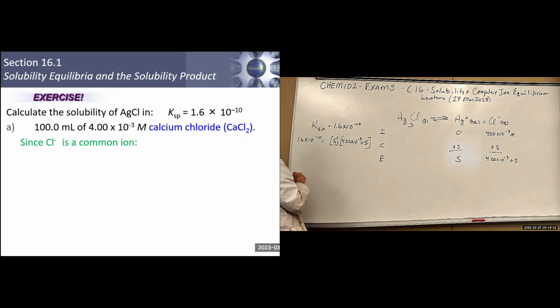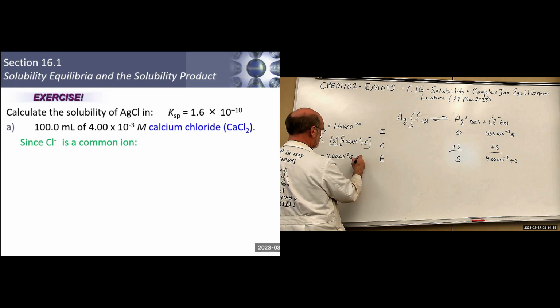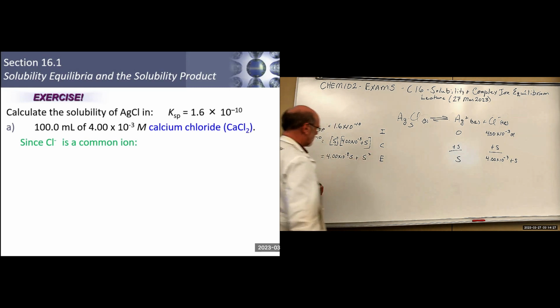We get, well, we factor these out. Just run your factor. You get 4.00 times 10 to the minus 3 times S, and then plus S squared, correct?